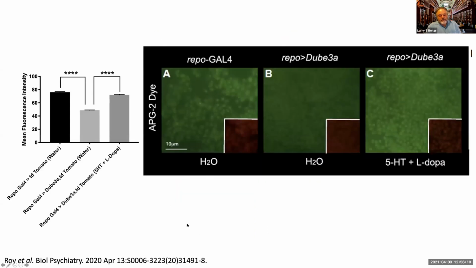So moving on, we knew that we got good suppression of the seizure phenotype with the addition of 5-HT and levodopa. So when we look now at that same experiment where we express UB3A in glial cells, we see a decrease overall in that potassium staining within the glia. And then when we add 5-HT and levodopa, we actually go up even a little beyond the normal levels of potassium in those glial cells. So what does any of that mean?